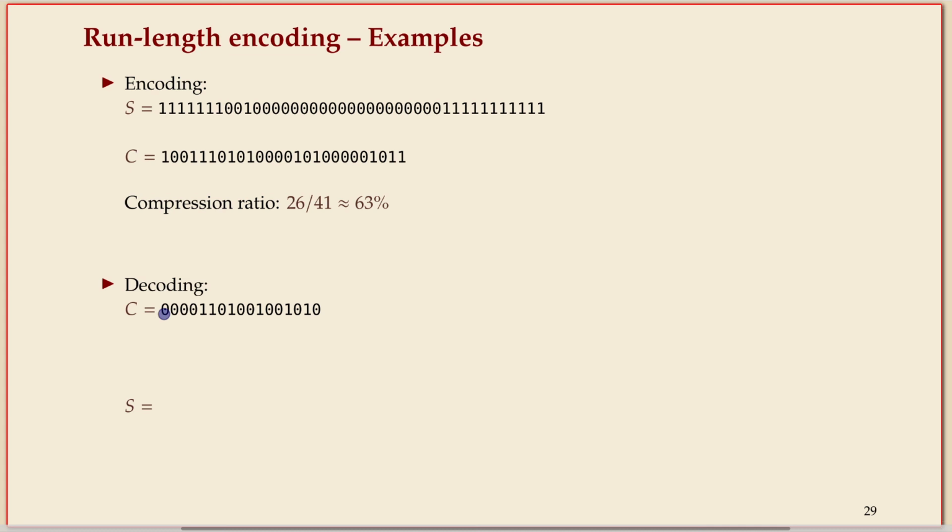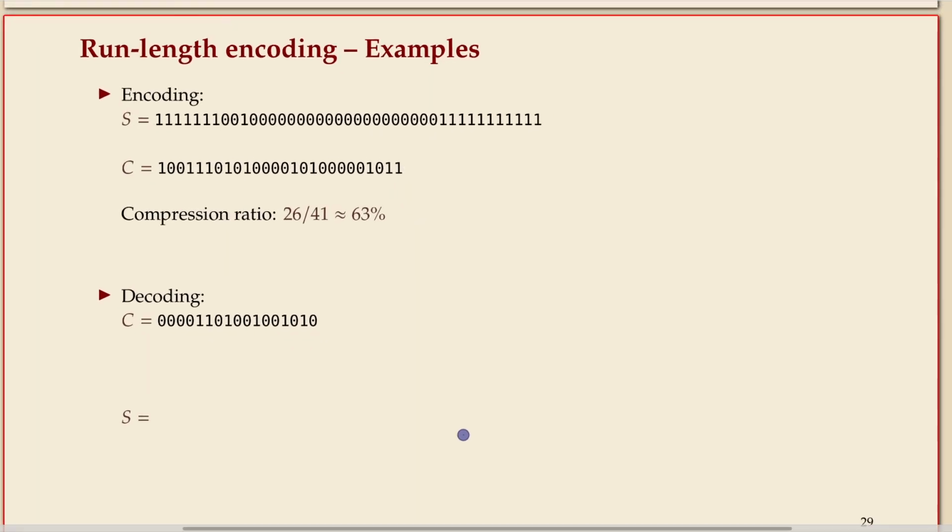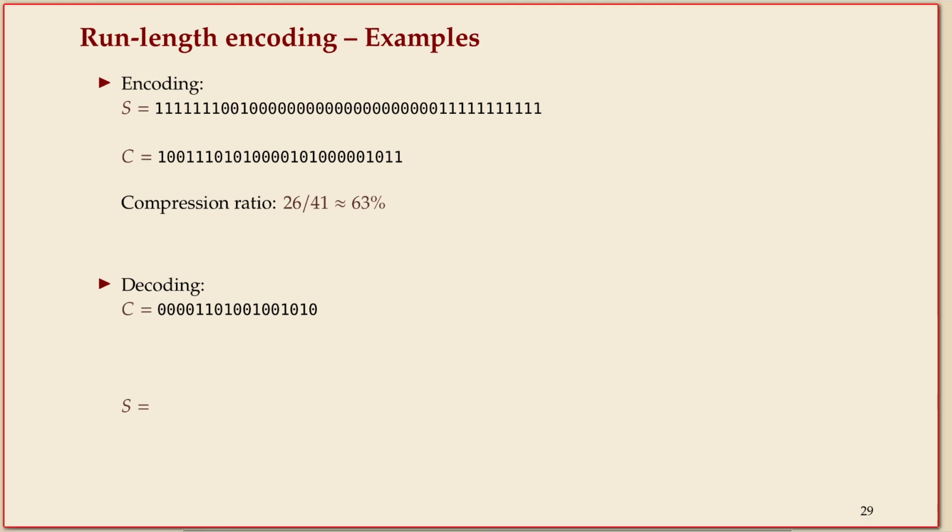So first step, the first 0. The first 0 says we start with a run of zeros. Then come 3 more zeros. So the length of the number we're reading is 4. So we take these 4. That was 13. So we produce 13 zeros in the output.